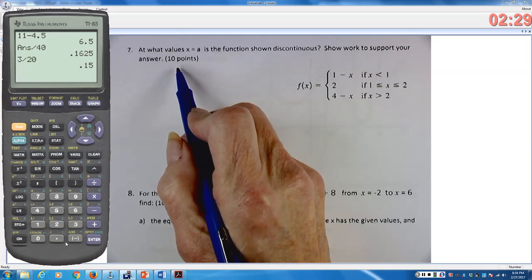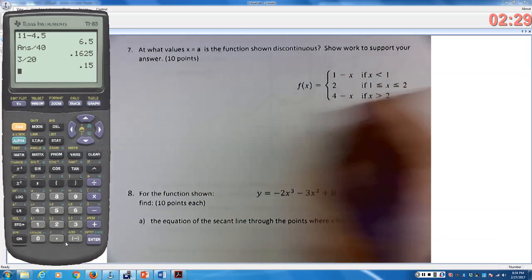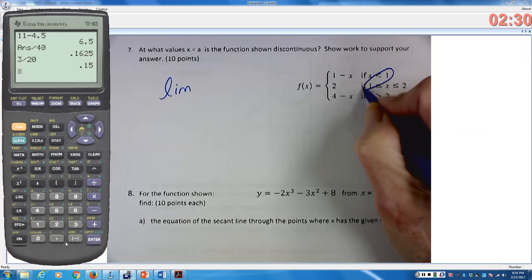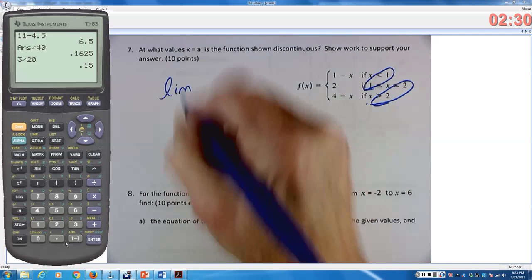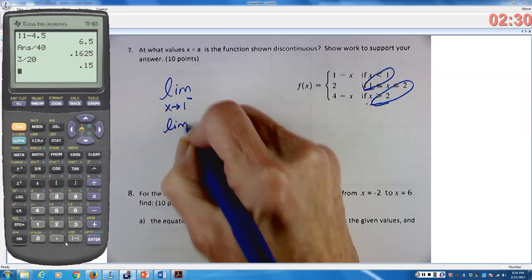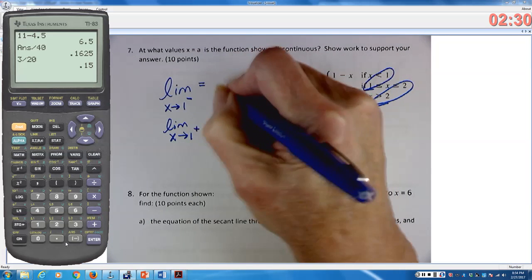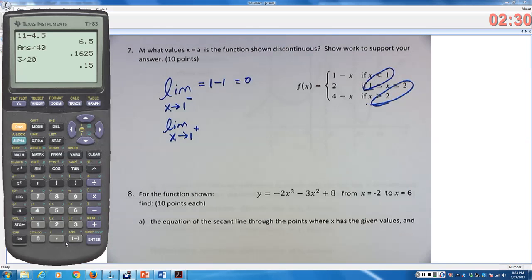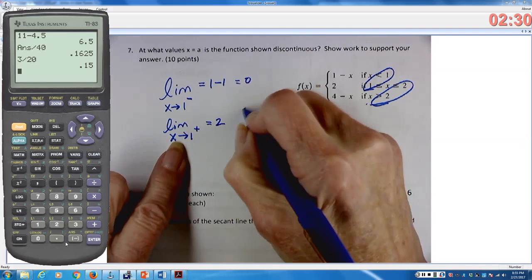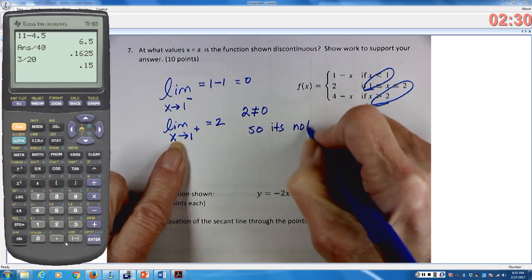This one was worth 10 points, and the answer was not 2. If you take the limit of this function, you want to check it at x equals 1, and you want to check it at x equals 2. So you take it as x approaches 1 from the negative, and as x approaches 1 from the positive, which means you use this function, and you get 0. And then you use this function, and you get 2, and 2 does not equal 0, so it's not continuous.